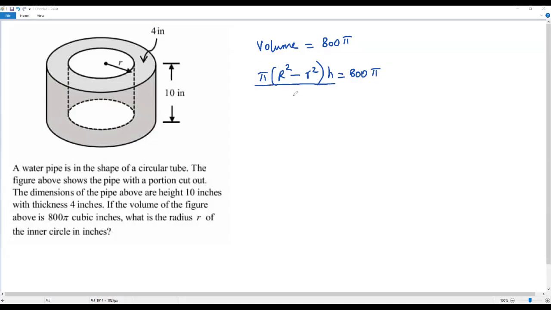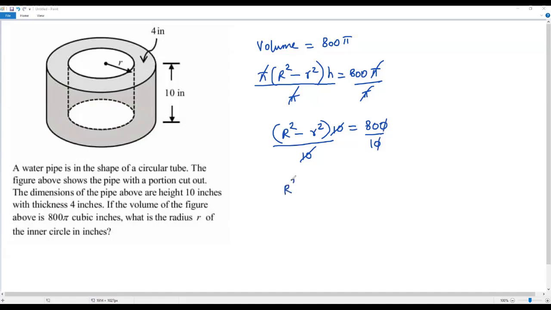Let me divide both sides by pi. When I do, this pi will cancel, this pi will cancel. Then I'm getting capital R square negative lowercase r square times h, which represents the height of the cylinder. The height of the cylinder is 10, so we can plug in 10 over here, equals 800. Still we can divide both sides of this equation by 10 to simplify more, because 10 is multiplied over here. This 10 will cancel out, and 10 will cancel out.